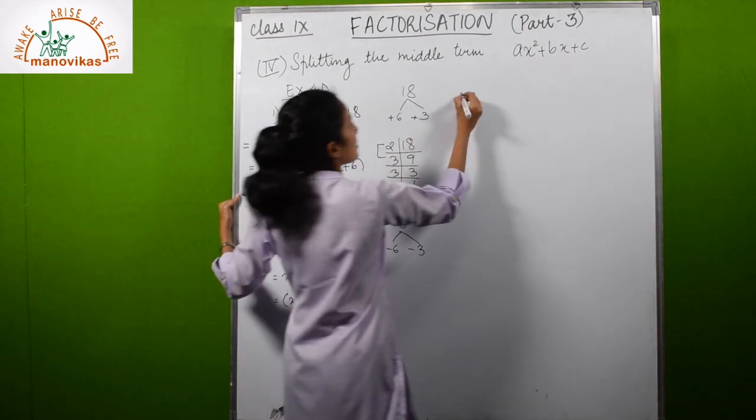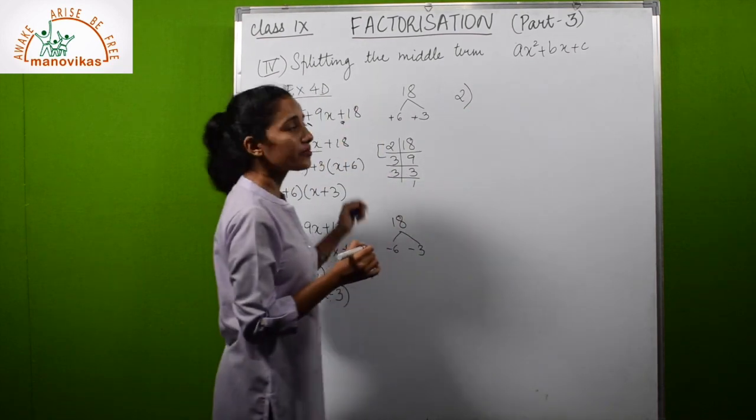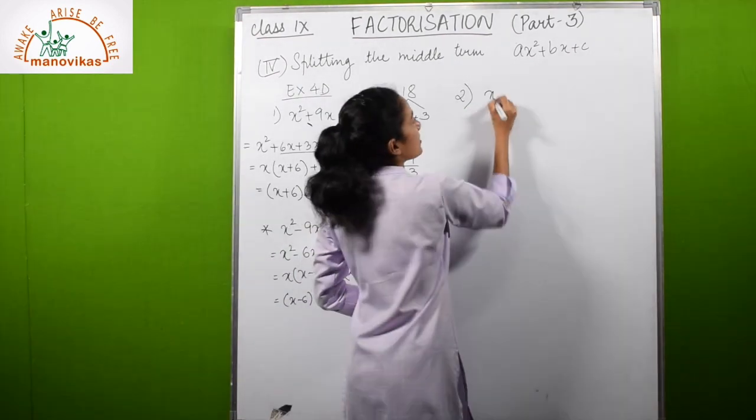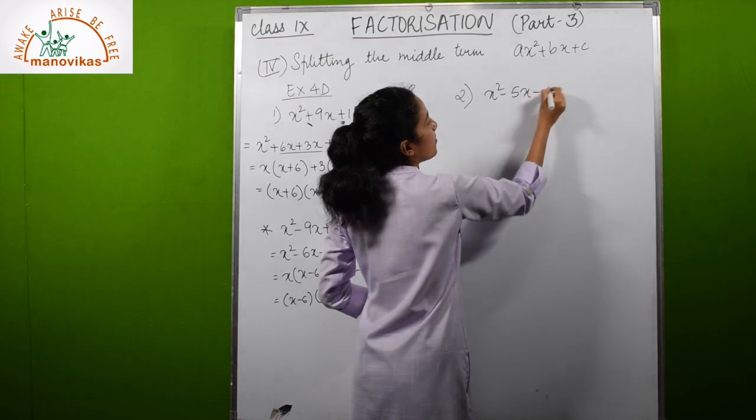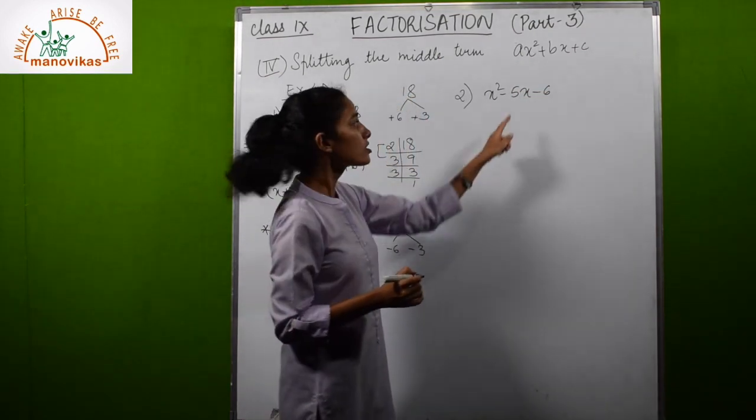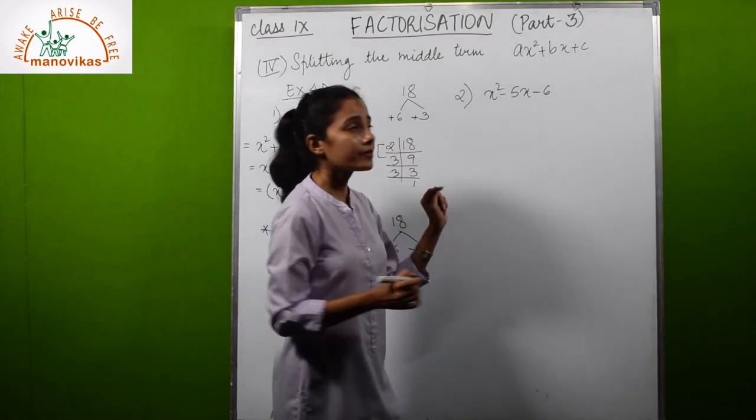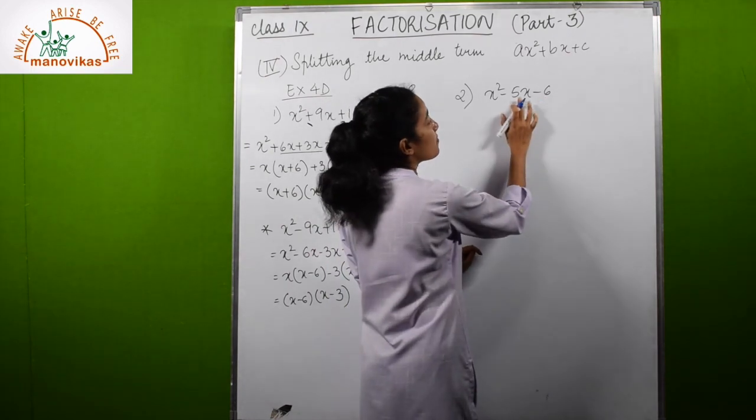Let us consider another problem. Problem number 2 from exercise 4D. x square minus 5x minus 6. Now note here that there are two negative signs. So here I have to get 5x.